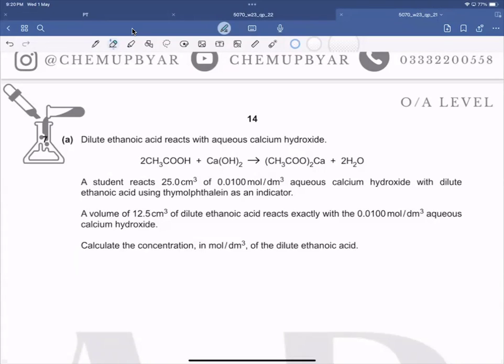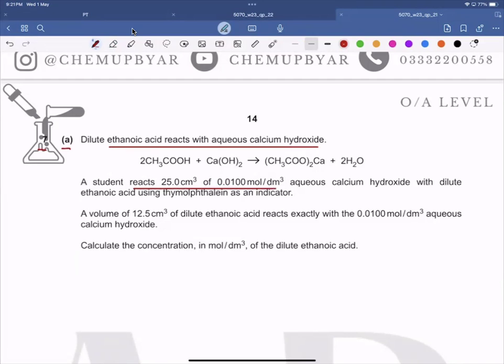Okay, so we have to start with question 7 today. Dilute ethanoic acid reacts with the aqueous calcium hydroxide. A student reacts 25 cm³ of 0.01 mol/dm³ aqueous calcium hydroxide with dilute ethanoic acid using thymolphthalein as an indicator. A 12.5 cm³ of dilute ethanoic acid reacts exactly with 0.01 mol/dm³ of aqueous calcium hydroxide. Calculate the concentration in mol/dm³ of dilute ethanoic acid.